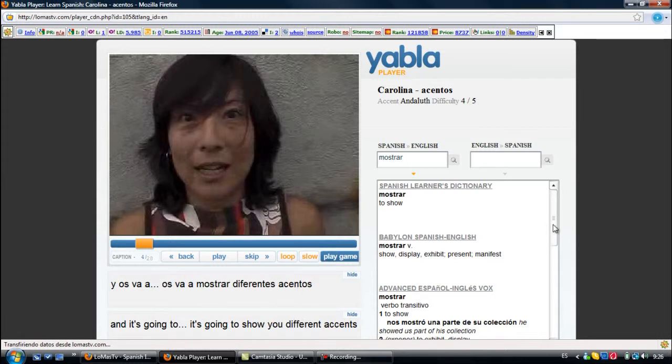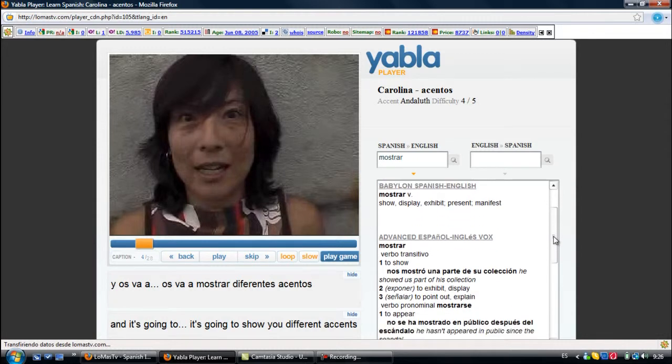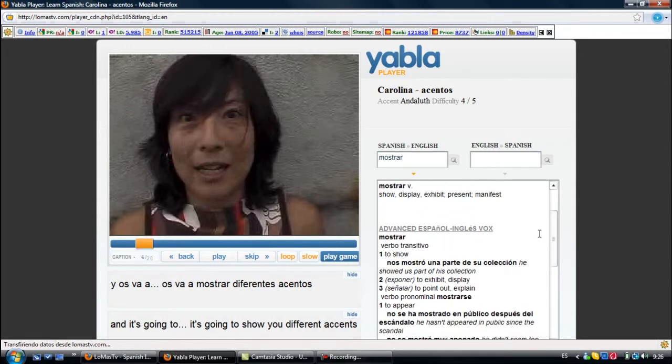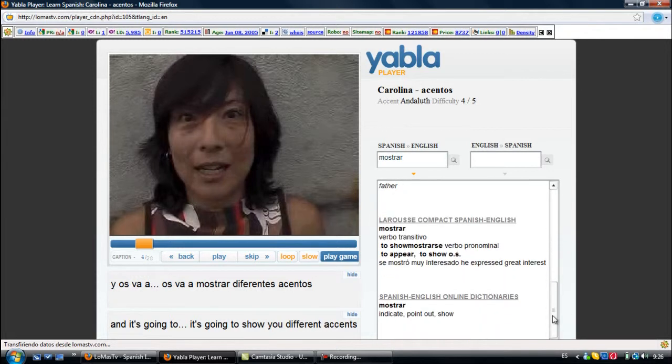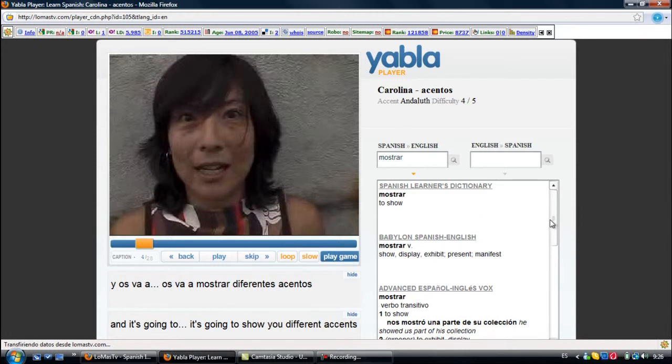What's cool about this dictionary is that it's not only just one dictionary, it's a combination of several dictionaries. So first here you see the Spanish Learner's Dictionary. Right below it is the Babylon Spanish-English Dictionary, then the Advanced Español-Inglés box. Next, just two more dictionaries. So that's a total of five dictionaries, all right here at your fingertips, really just with one click.